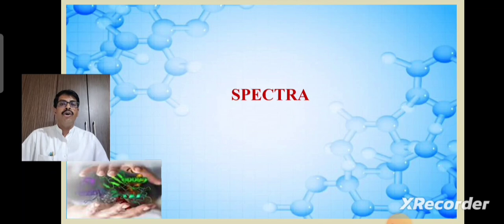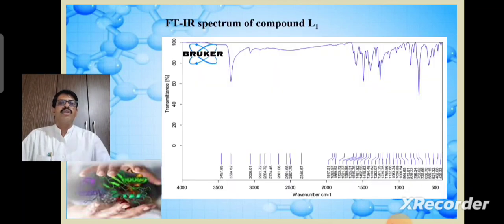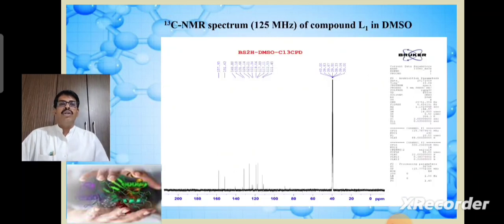The spectra of the given compound are as shown. This is the FTIR spectrum of compound first, that is ligand first. Now the C13 NMR spectrum at 125 MHz of compound L1 in DMSO is shown here.